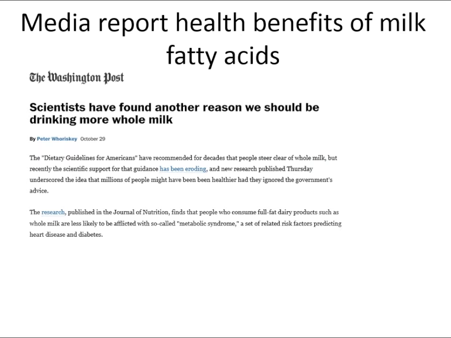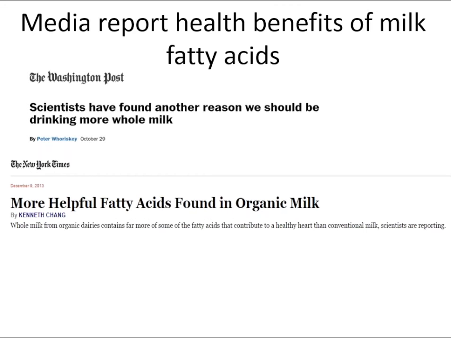disease. And recently in the media, they have actually reported that milk fatty acids actually have some very bioactive fatty acids and have been correlated with decreased risk for metabolic syndrome, as well as decreased risk for heart disease and diabetes. And other research has shown that saturated fats are actually more benign than we once thought. And in particular, they have found more healthful fatty acids in organic milk.